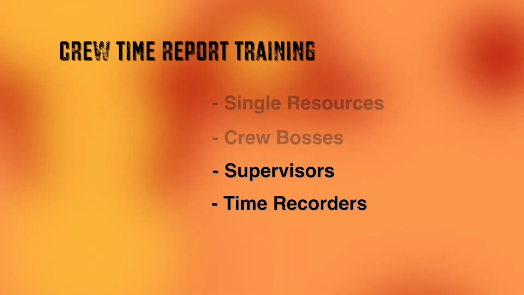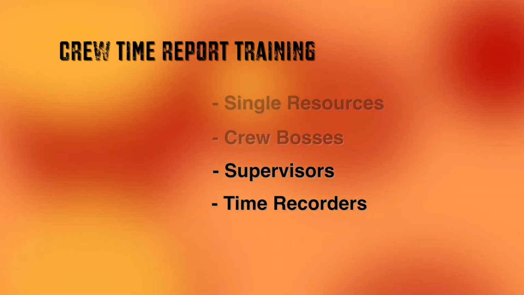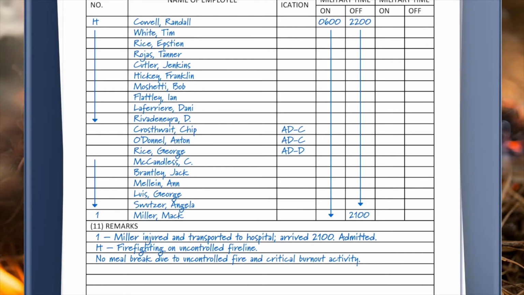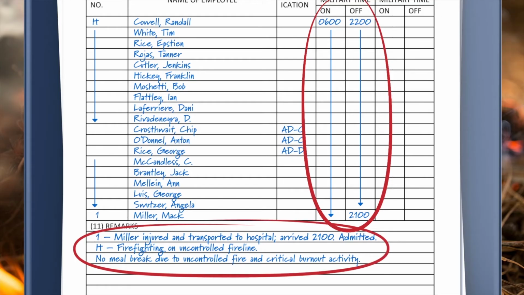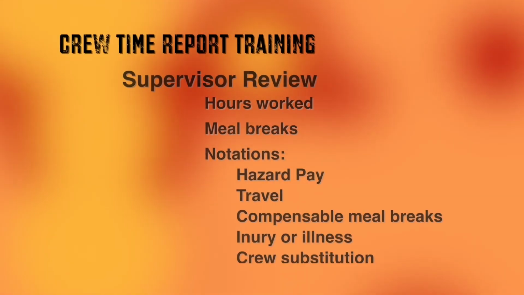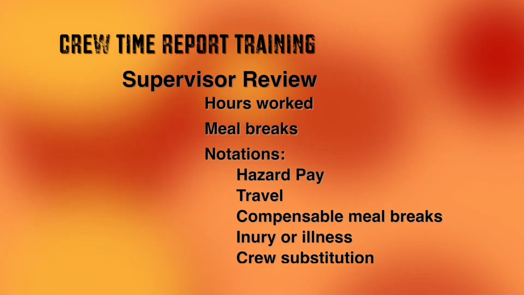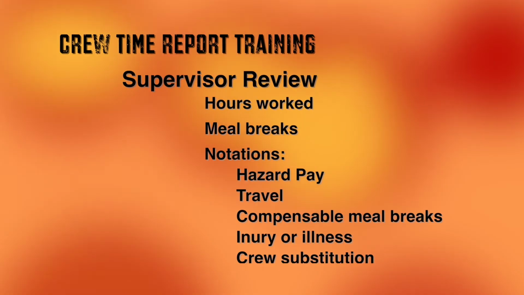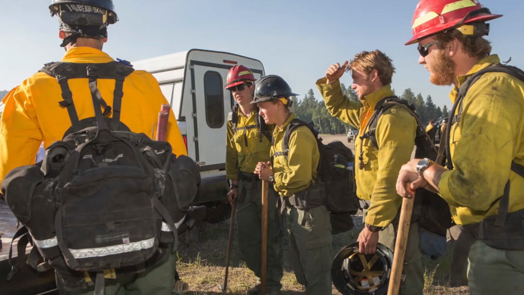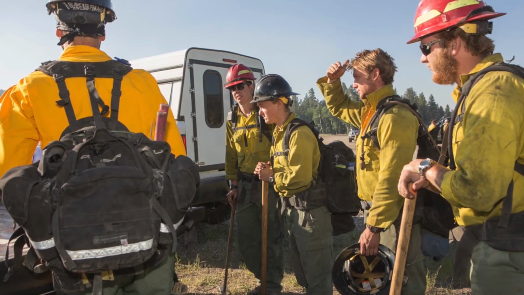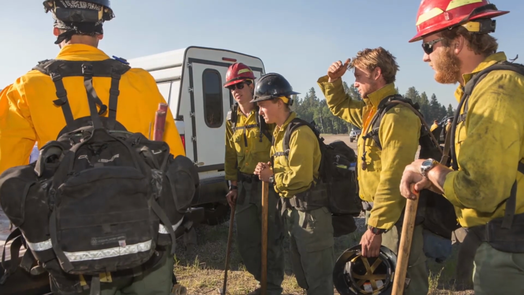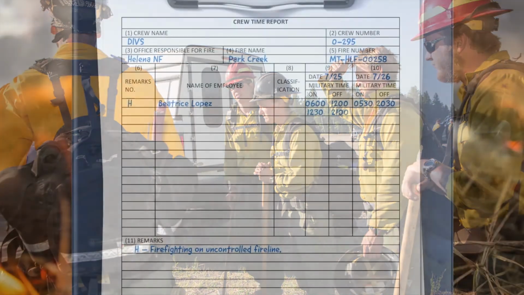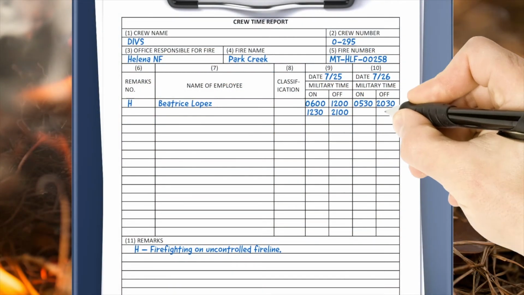The bottom part of the CTR is for supervisors and timekeepers. Before signing the CTR, the supervisor needs to review it. Supervisors need to focus on hours claimed and ensure the documentation in Block 11 is appropriate and complete. Look at hours worked, meal breaks, notations or comments for hazard pay, travel, compensable meal breaks, injury or illness, crew substitution, or anything out of the ordinary that impacts pay. If something isn't correct or clear, the supervisor should work with the resource to correct the CTR before it is turned into finance. Here are some examples of incorrect CTRs.